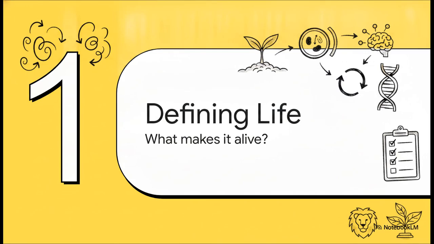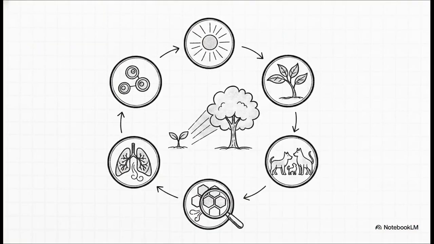Jumping right into section 1, defining life. What actually makes something alive? Well, the truth is, biologists literally cannot define life with just a single simple sentence. Instead, life is recognized by a really specific shared set of 7 characteristics. It's like a checklist. If a system checks all these boxes, it belongs to the living world.